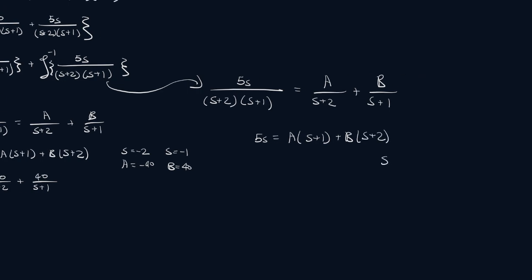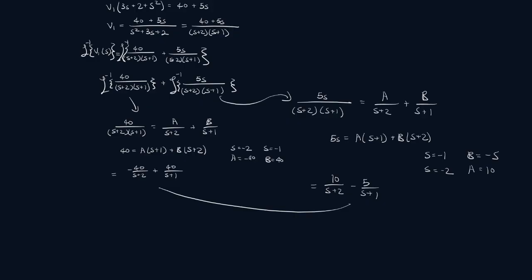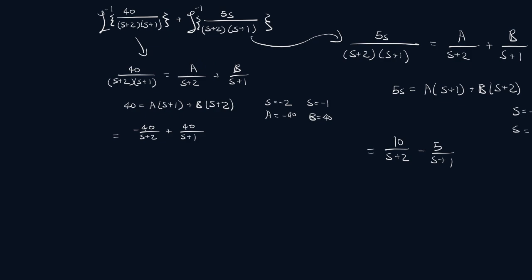So if we let s to be minus 1, our b should be minus 5. And when we let s to be minus 2, our a should be 10. So this one will be 10 over s plus 2 minus 5 over s plus 1. Okay, now we just combine both of these because they're technically supposed to be added up, and we just get the Laplace of all of these. So we have minus 40 all over s plus 2 plus 40 all over s plus 1 plus 10 all over s plus 2 minus 5 all over s plus 1.